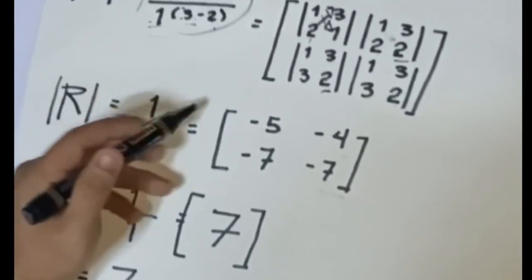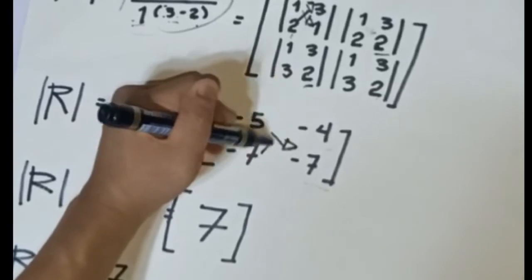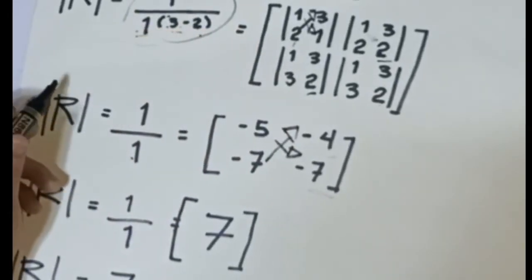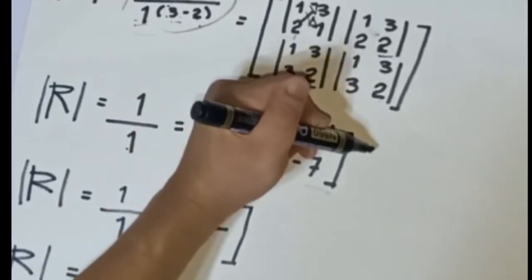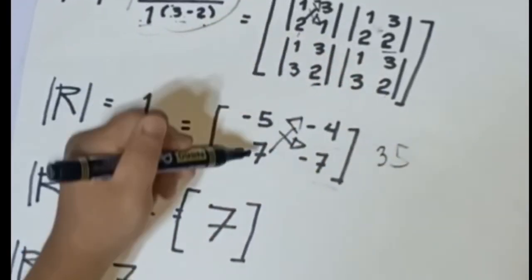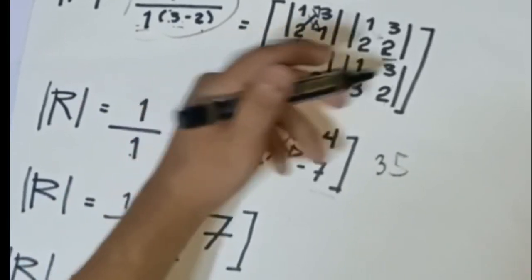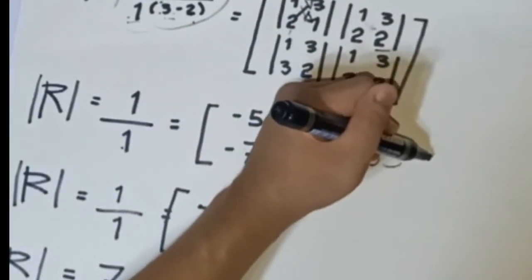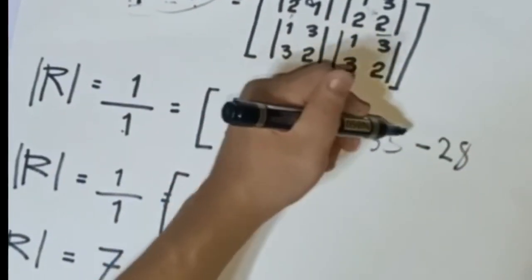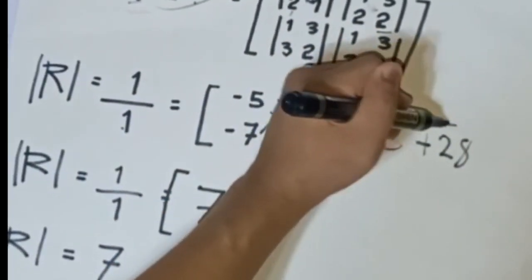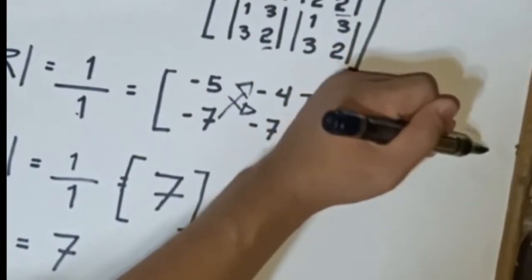So to solve this element, we will do the same process like here. We will do cross multiplication and then we will subtract the product. So in this case, 5 times 7 is equal to positive 35. 7 times negative 4 is equal to negative 28, so 35 minus negative 28. So we will do the KFC: keep, flip, and then change the sign. So 35 minus 28 is equal to positive 7.